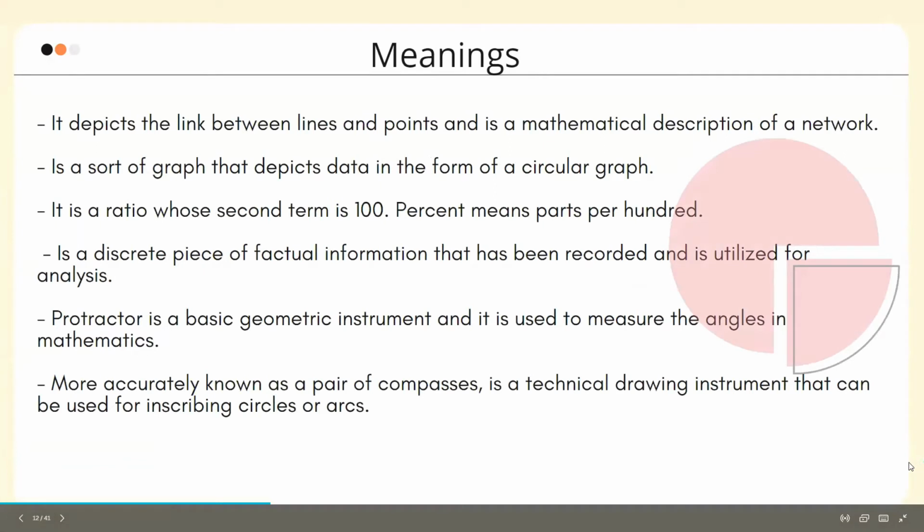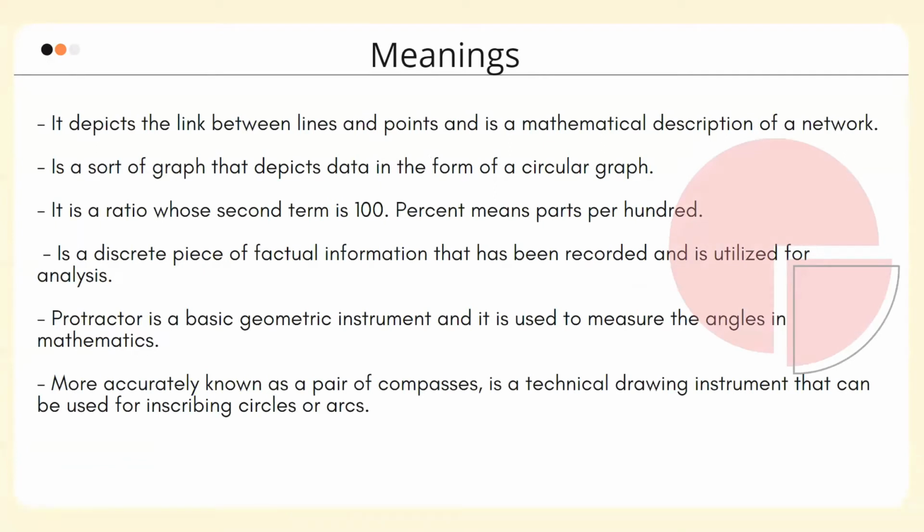It depicts the link between lines and points and is a mathematical description of a network. So to further widen your knowledge, a graph consists of some points and lines between them. The length of the lines and position of the points do not matter. So next is a pie graph, a sort of graph that depicts data in the form of a circular graph. The pieces of the graph are proportional to the fraction of the whole in each category. In other words, each slice of the pie is relative to the size of the category in the group as a whole.